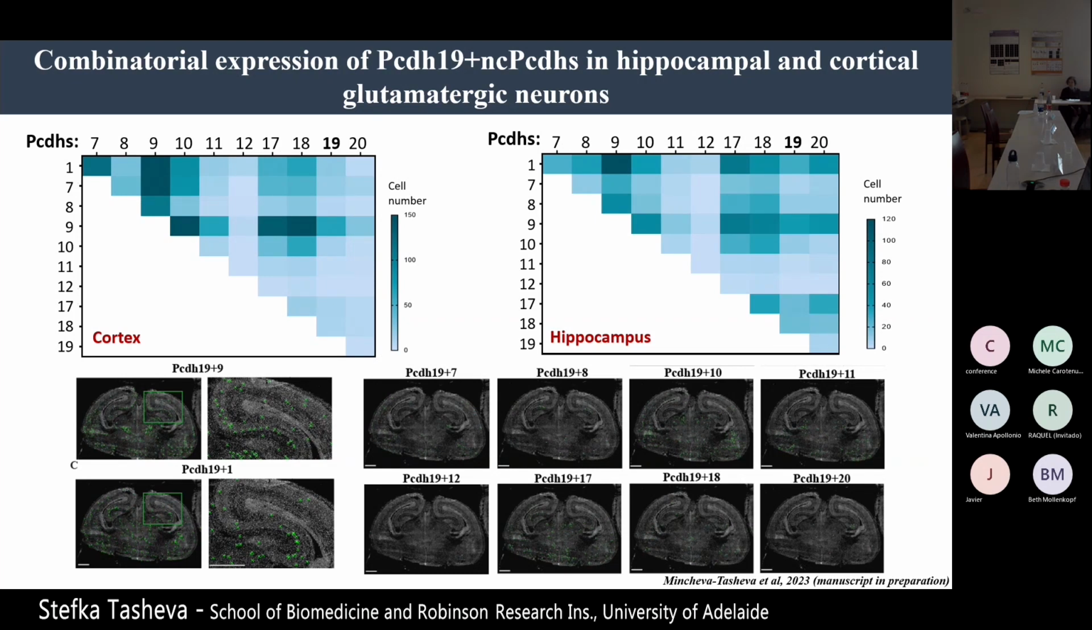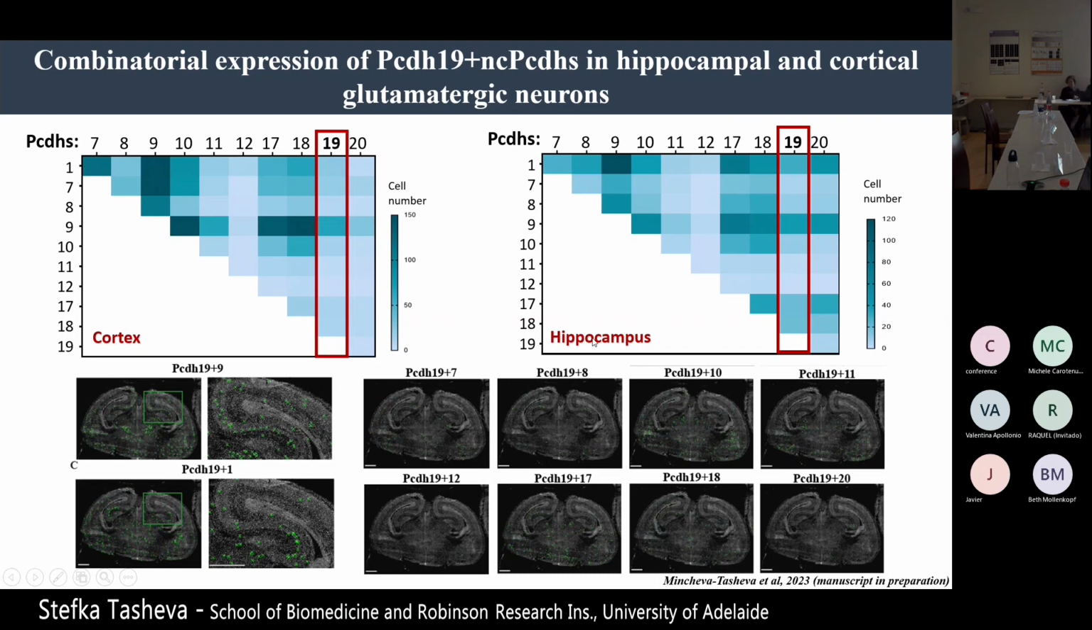Again, here we are particularly focusing our research on PCDH19. So we wanted to know which glutamatergic excitatory neurons actually co-express PCDH19 together with any other non-clustered protocadherins in the cortex and hippocampus. And we found that in the cortex, PCDH19 is expressed in a high number of cells together with PCDH9. And in the hippocampus, we can see that PCDH19 is co-expressed in a high number of cells together with 1 and 9, but also PCDH17 and 18 are co-expressed with PCDH19.